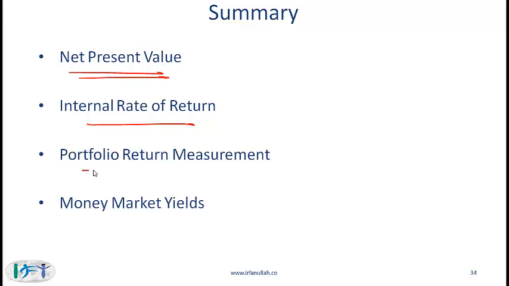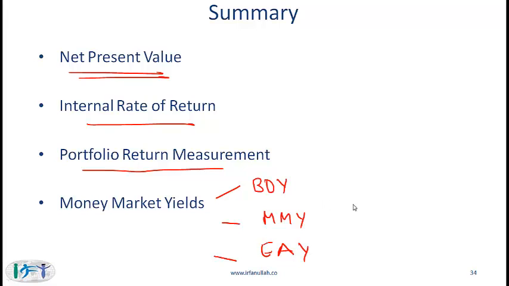We then talked about portfolio return measurement and discussed the holding period yield. Then we talked about the money weighted return and time weighted return. And finally, we talked about different money market yields. The key items to know over here are the formulas for the bank discount yield, the money market yield, and the effective annual yield. And also the fact that the holding period yield can be used to convert between these different yield measures.